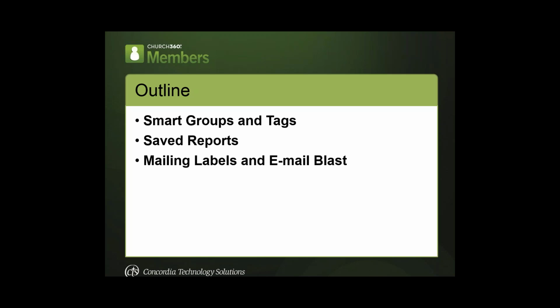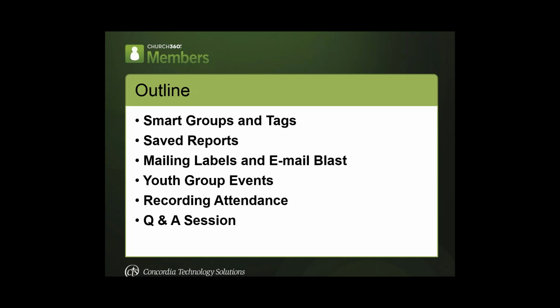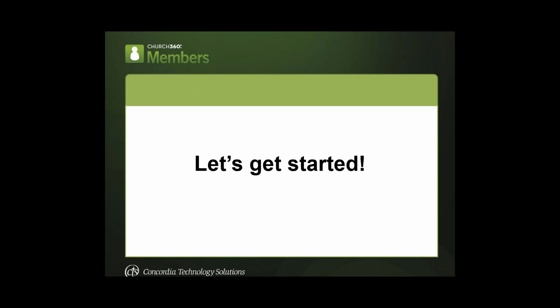reports. Then we will go through showing you how to use mailing labels and email blasts to communicate with the parents of your youth group, and email blasts to potentially gather people to attend youth group meetings. Then after that, we're going to create a youth group event, and we'll show how to record attendance for this event. Then we'll have our question and answer session. So if you are ready, I'm ready. Let's get started. Let's go ahead and switch screens.